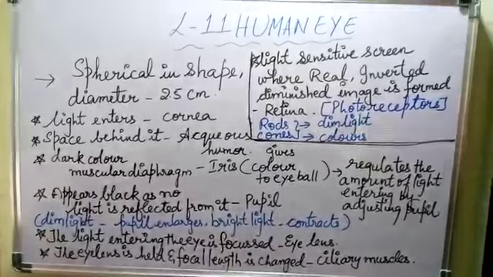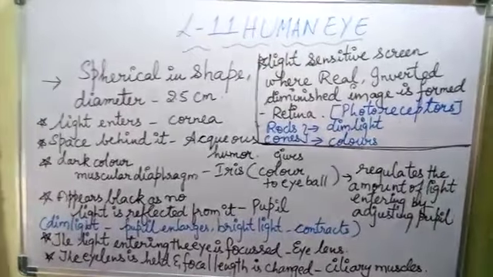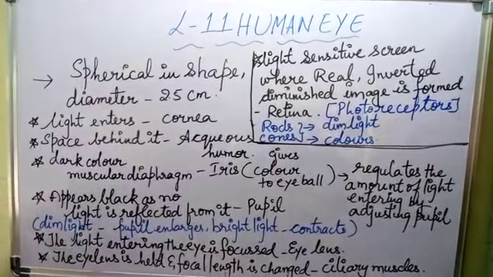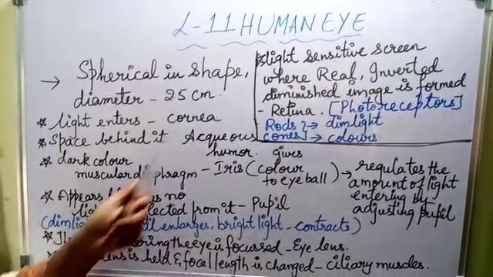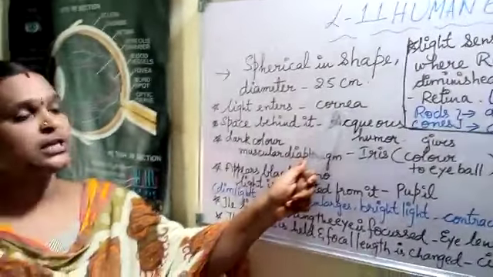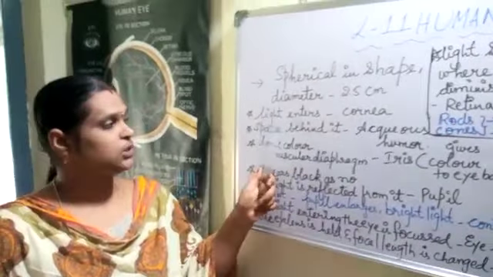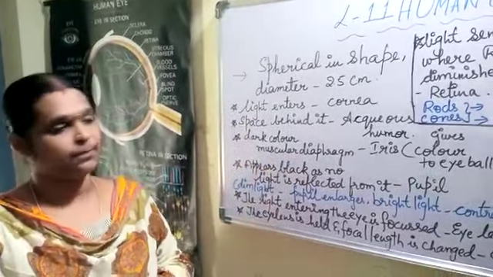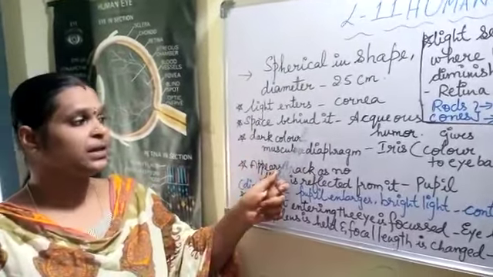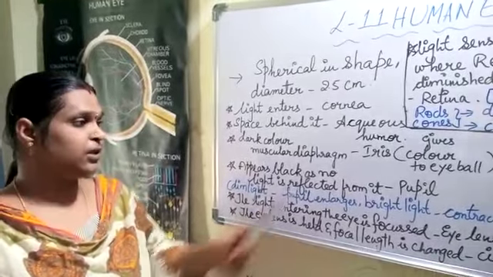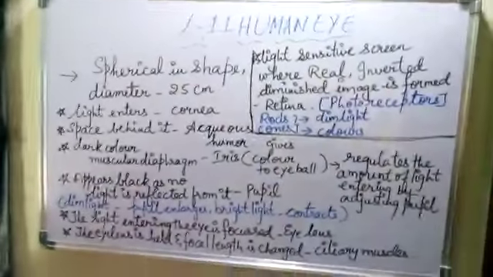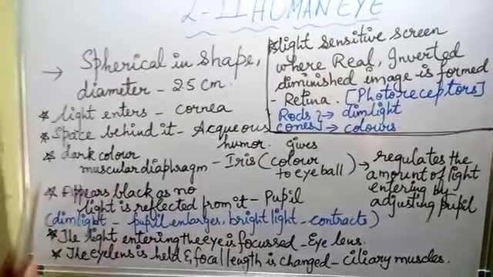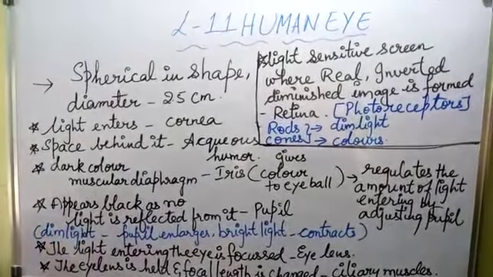So, how are we able to see the object? The light which is coming from the object enters the eye through the cornea. So cornea is a part of the eye which allows the light to enter inside the eye. Then behind the cornea, we have the aqueous chamber. The aqueous chamber consists of aqueous humor, that is a liquid which is present behind the cornea.